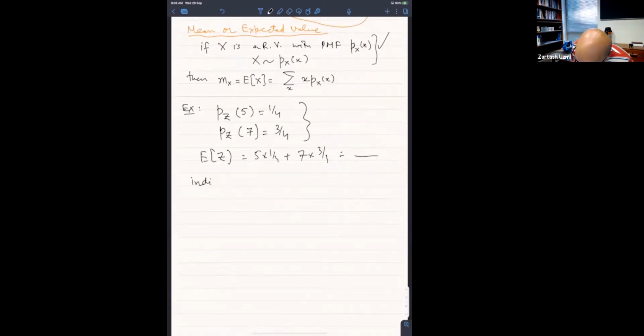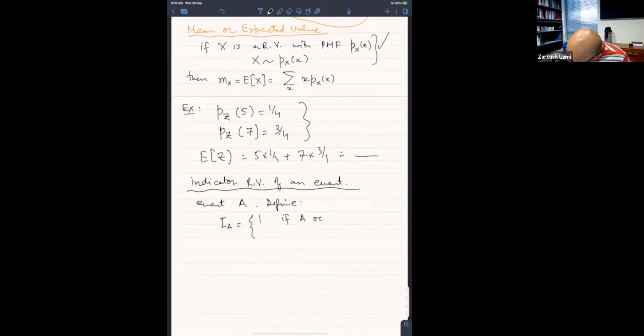Now, the indicator random variable of an event. Let me just define that. Let's say there is an event A. Define the indicator random variable of event A, called IA, which takes value 1 if A occurs and 0 if A does not occur.